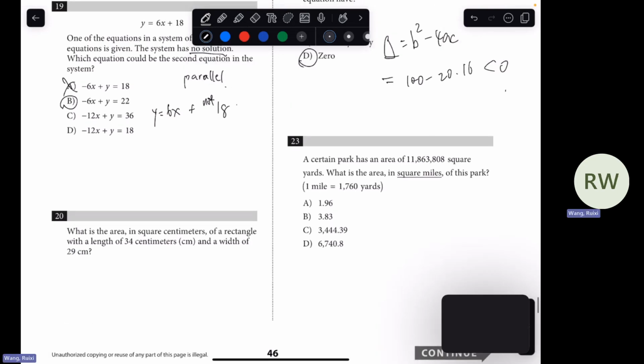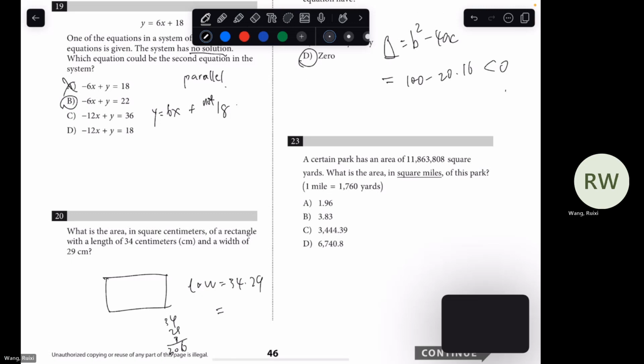What's the area in square centimeters of a rectangle? Okay, this is by definition, right? So length times width is the area of the rectangle, and also there's no conversion involved. Okay. And you add 68 to it, so 986.